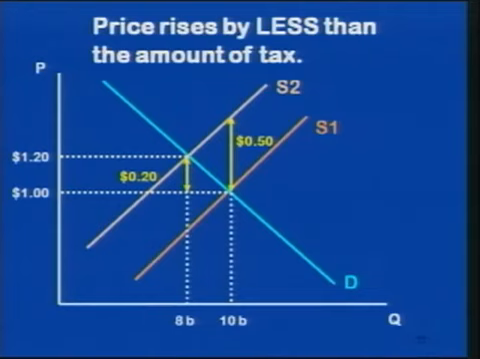This is an important lesson. I don't know how many times I've read in the newspaper reports of there's going to be a tax on blank, and so the price is going to rise by that amount. It's just not true. The amount the price rises depends on the interaction of demand and supply, which depends on the steepness of each of those. And we're going to get into that in a second.